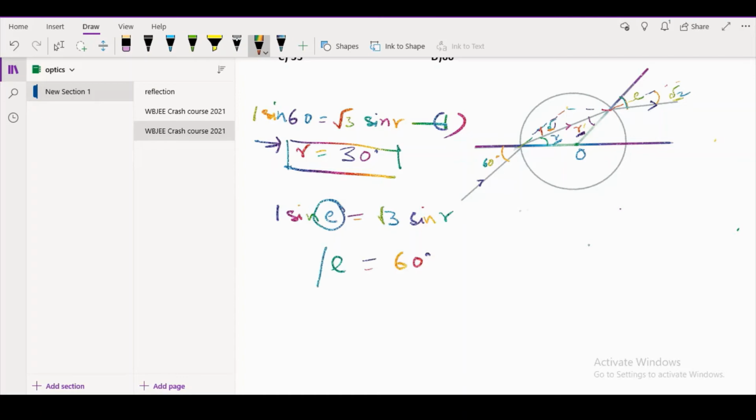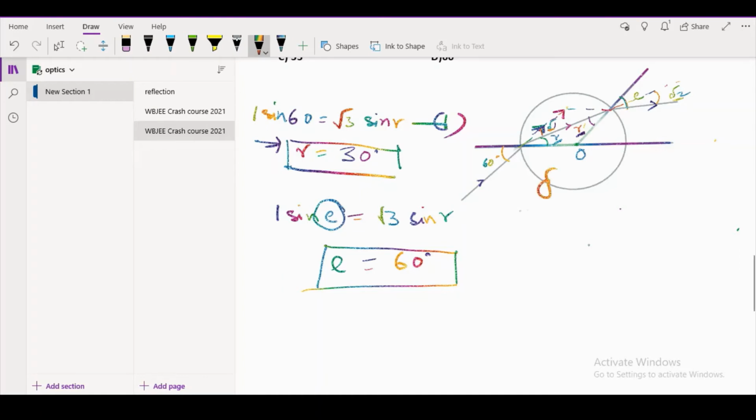Now we have both the values of r and e. What is our job next? Our next job is to find d1. How do we find d1? Now listen to this very carefully. If there was no glass sphere in the path, the light would have followed this path, right? But since there is this glass sphere, the light gets refracted, it bends, it deviates from its path. So how do we find the angle of deviation?